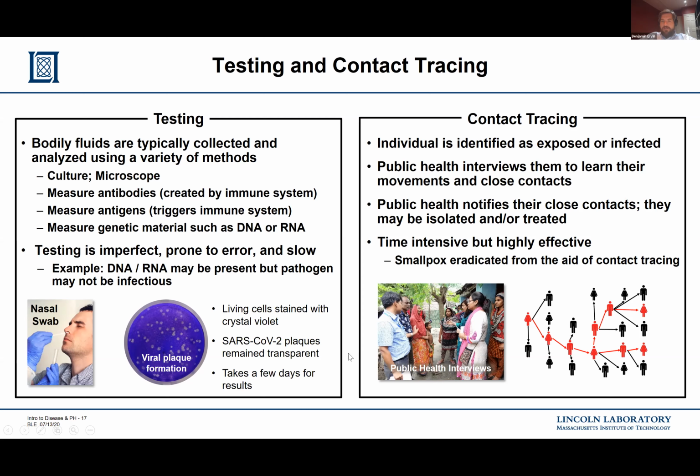Contact tracing, on the right side, has been the most traditional method that has been used in the past when we didn't have a lot of the technology that we have now. It's still very effective. People are working on using smartphones and GPS and other things to do it. But the thing that's tried and true is public health interviews.